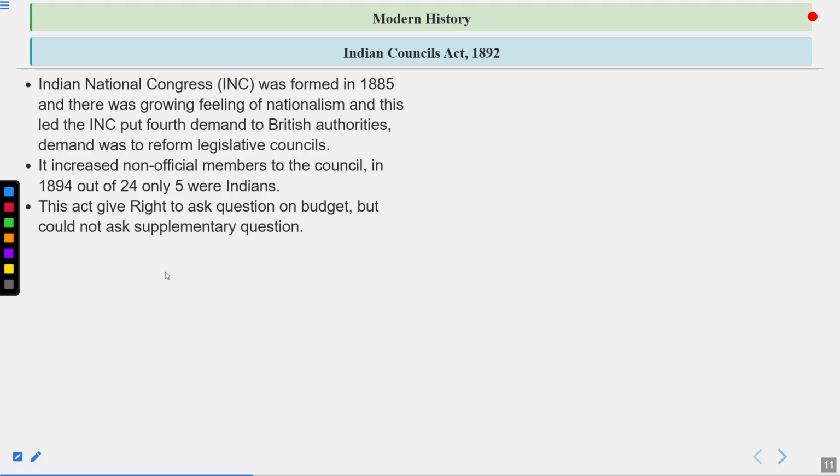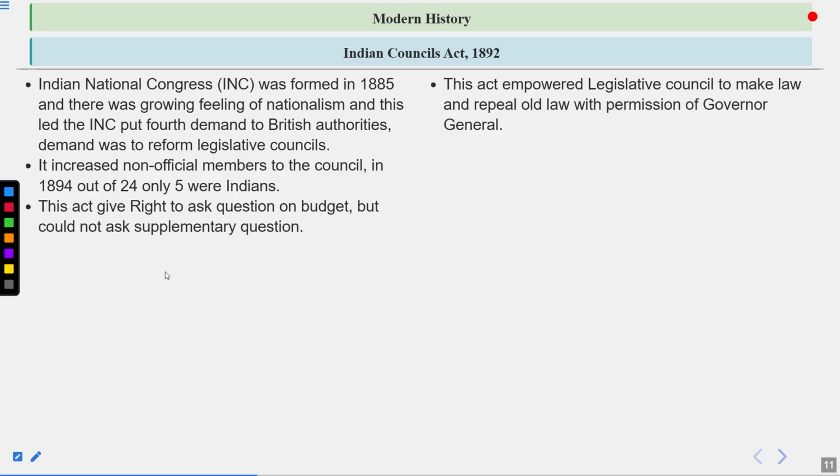So this was the first time that Indians were given a right to ask a particular question on budgets, but not spontaneous or supplementary questions. This act empowered the Legislative Council to make law and repeal old law with the permission of the Governor General.